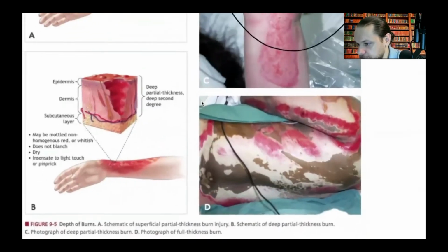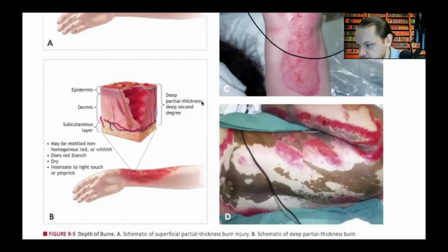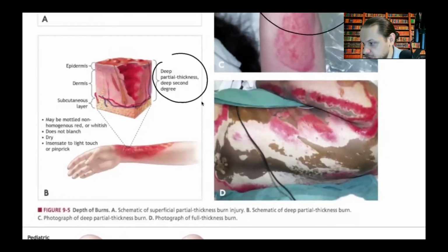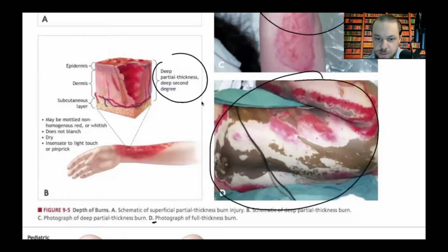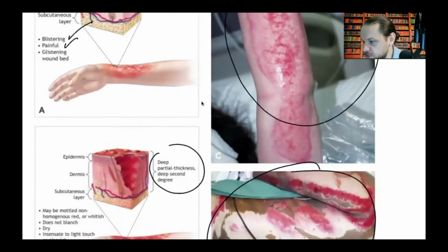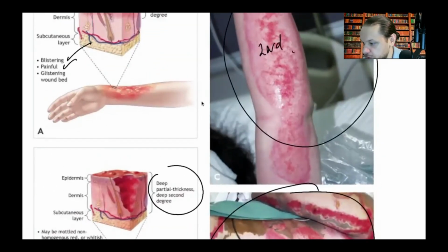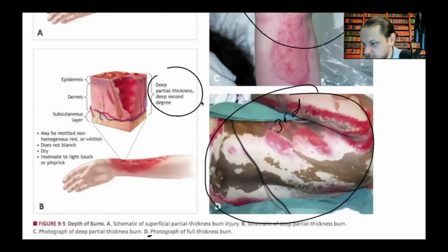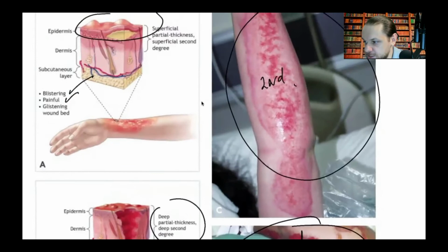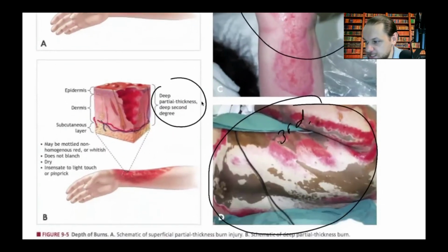And the deep partial thickness, right? They're essentially going down more into the dermis layer and mottling, right? That's pictured here, right? And at photo D, this is a full thickness burn. So this will be your third degree burn. So this is your second degree burn, right? This would be a third degree burn. And the distinction between superficial partial thickness and deep partial thickness is that a deep partial thickness basically extended further into the dermal area. And the skin may be more mottled and may not blanch, right?